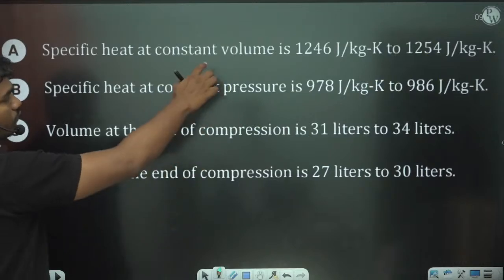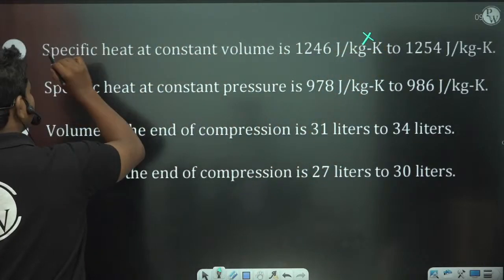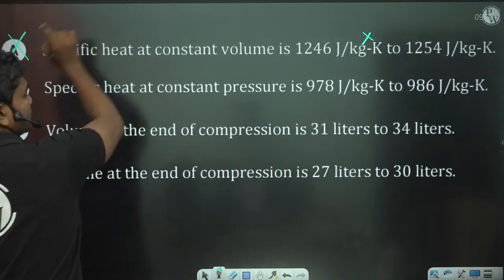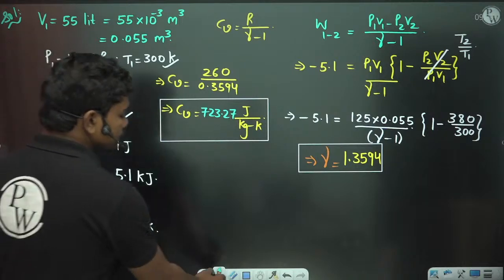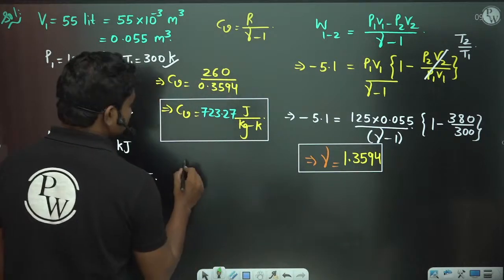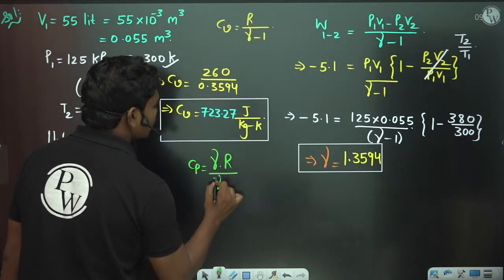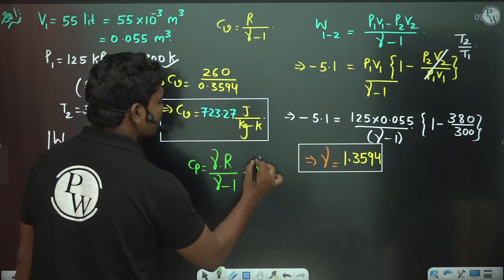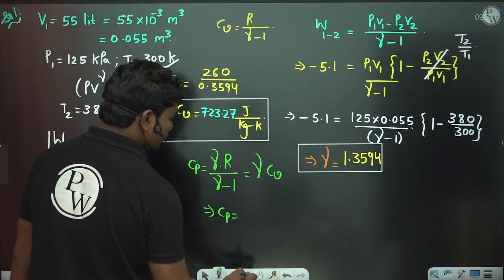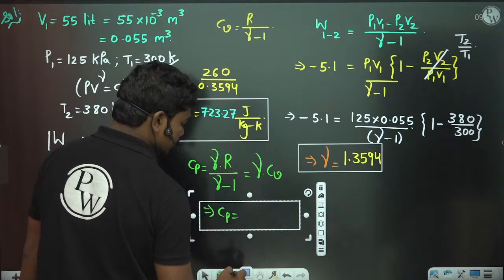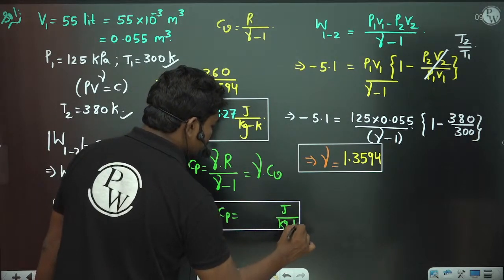So if you check this, 1246 is given, so this value is wrong. Specific heat at constant volume is not that value. It is around 723.27. Now Cp, specific heat at constant pressure. So Cp is equal to gamma times R by gamma minus 1, which is nothing but gamma times Cv. So we have calculated Cv already. So Cp is going to be again certain joule per kg Kelvin.